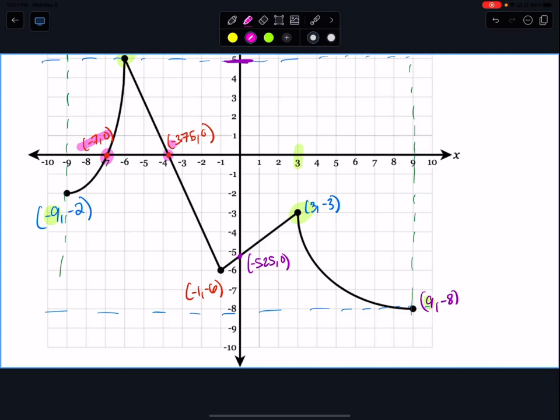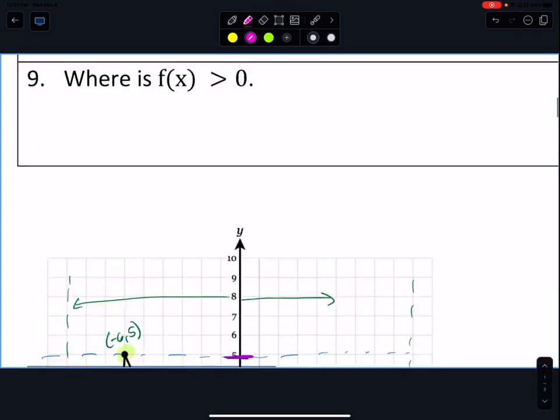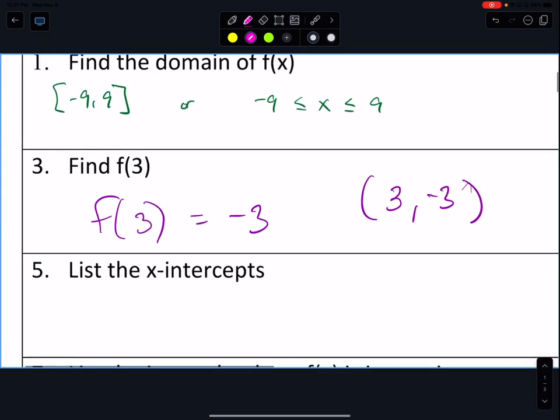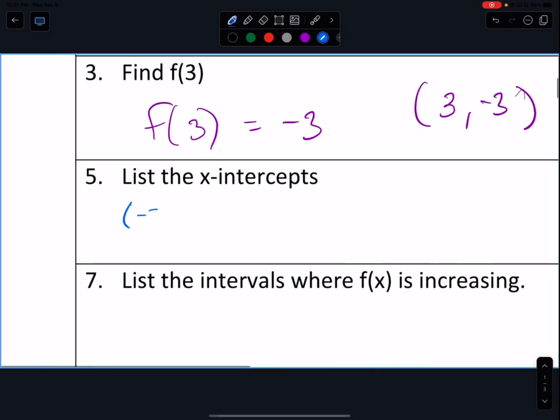-7 comma 0, and the second coordinate is -3.75 comma 0. So those are my x-intercepts. So when it says list the x-intercepts, all right, there it is. First one, -7 comma 0. Second one, -3.75 comma 0. Easy enough. The x-intercepts are the ones that lie right on the x-axis.